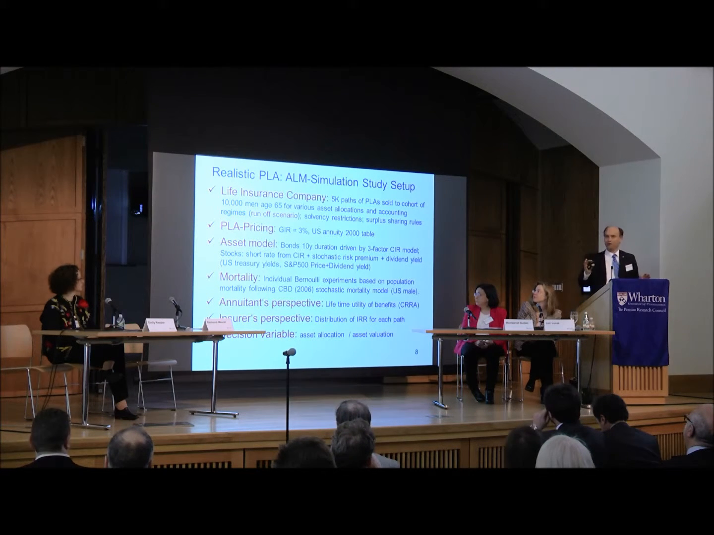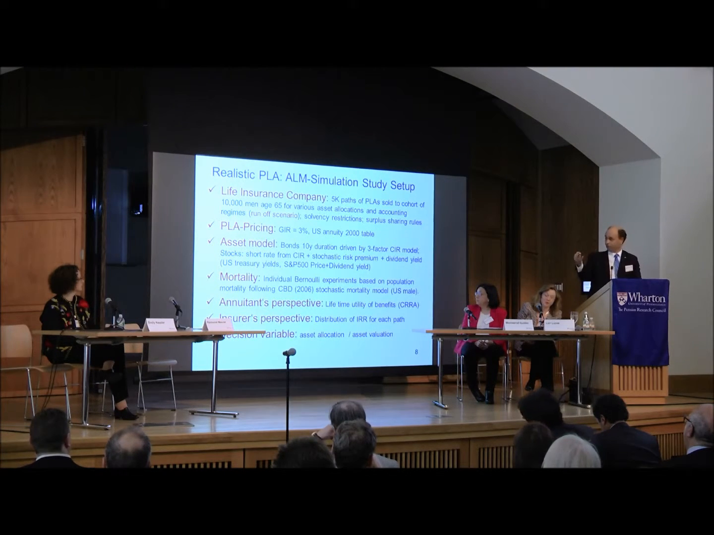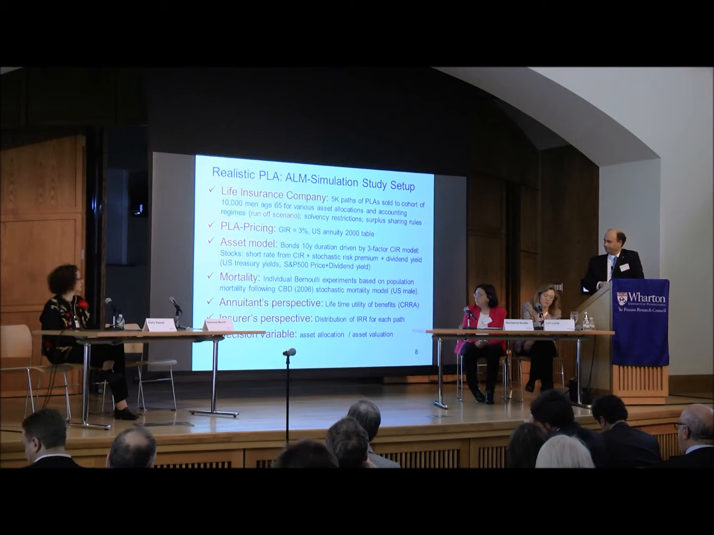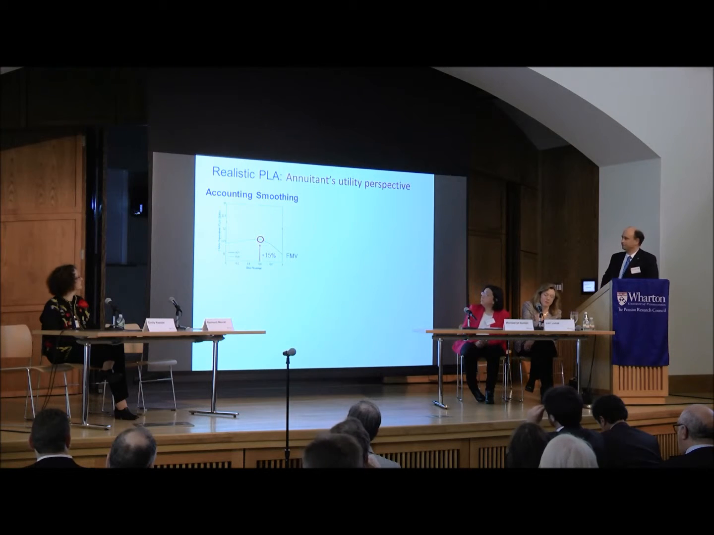Then we run the model, and we look at what the outcomes are depending on all of these rules for the annuitant, which is the annuitant perspective, and then on the other side the insurance perspective. After the run-off scenarios, at the end, we look at the distribution of the internal rate of return for the insurance company. And here are some results.